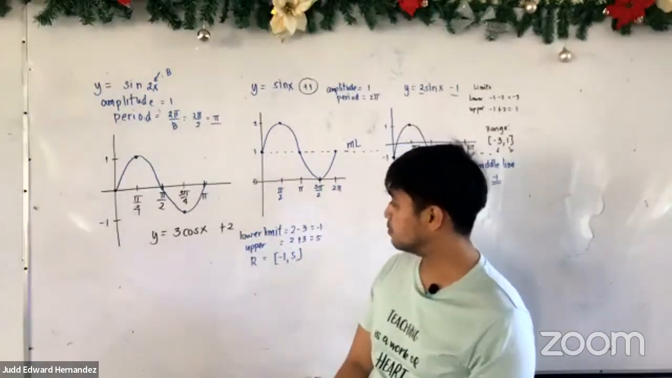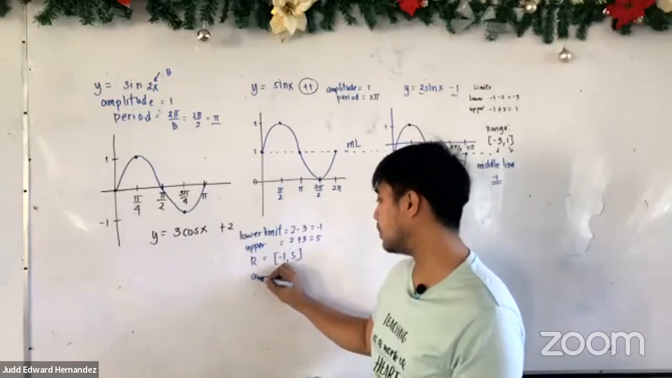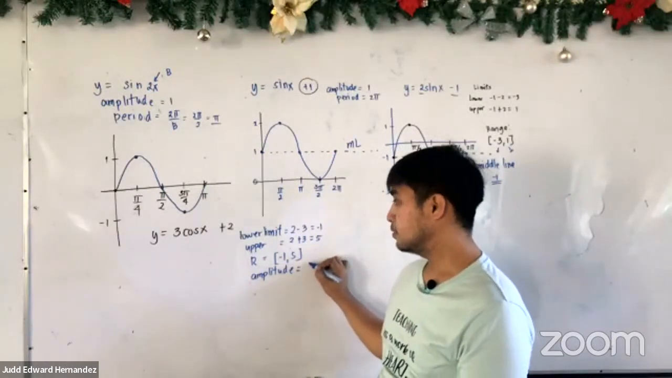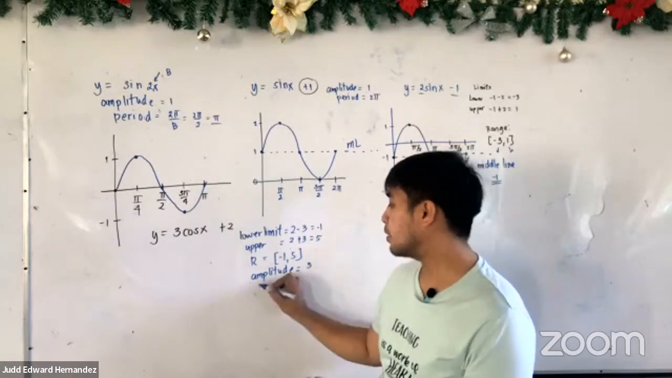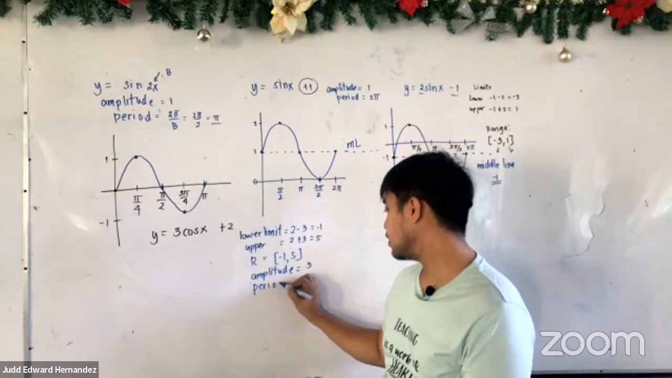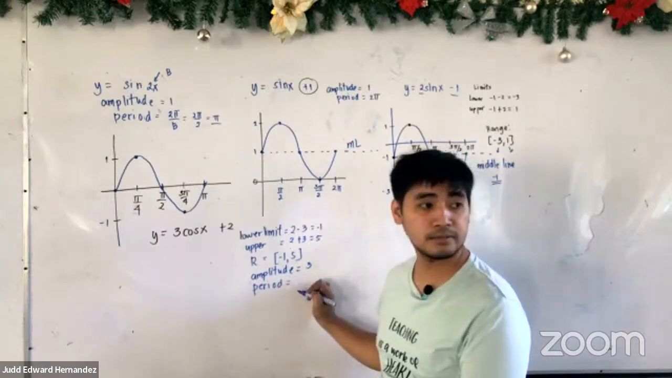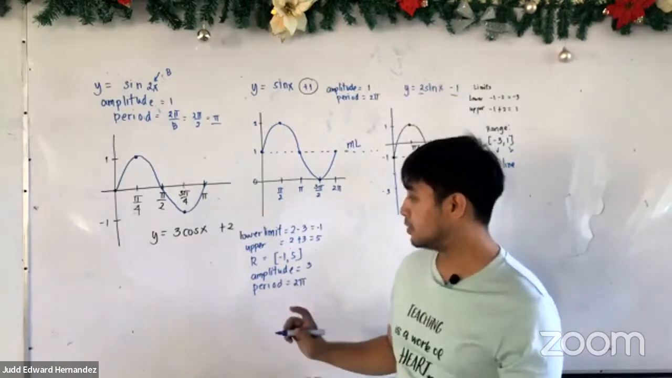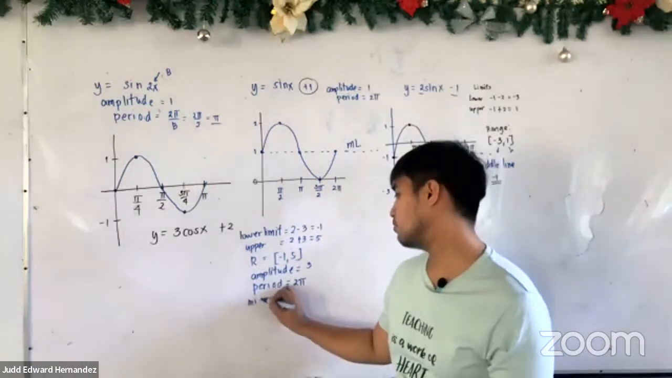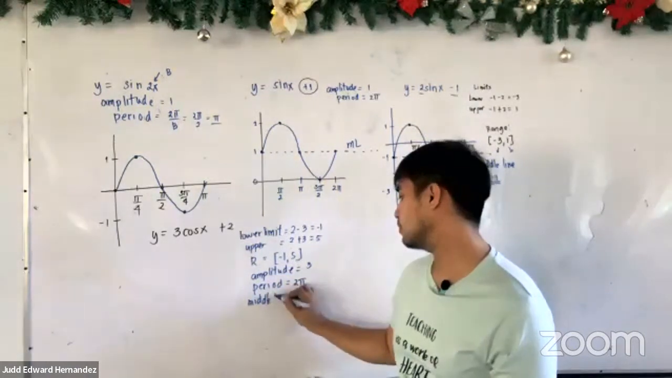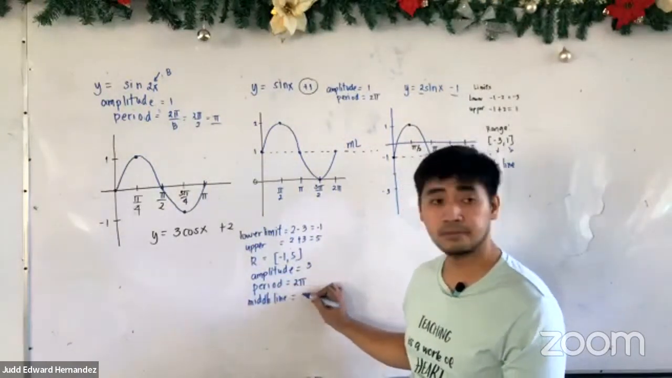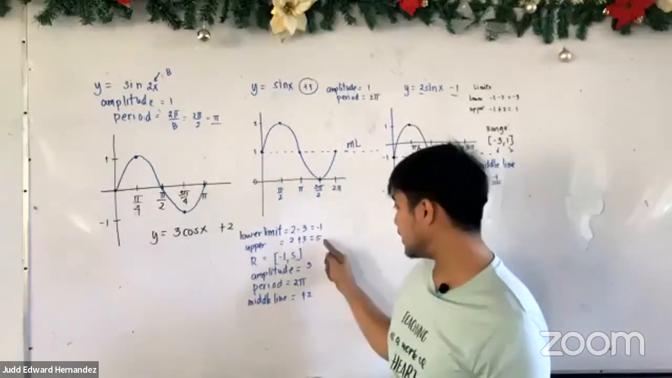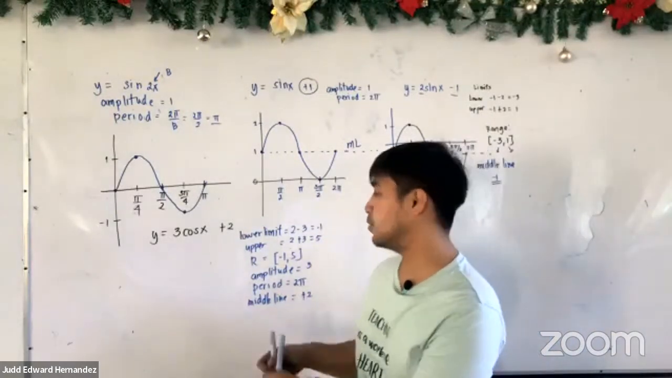We graph. Kasi may amplitude na tayo, so lagay mo dyan amplitude. What is our amplitude? Our amplitude, 3, po. Our period, para hindi ka malito, syempre, sulat mo lahat ng given. Our period is 2 pi. Okay, and last one, ano yung kailangan natin? Our middle line. What will be our middle line? 2, po. Okay, positive. Ibig sabihin, ang pinakataas ay si 5, ang pinakamababa is si negative 1.